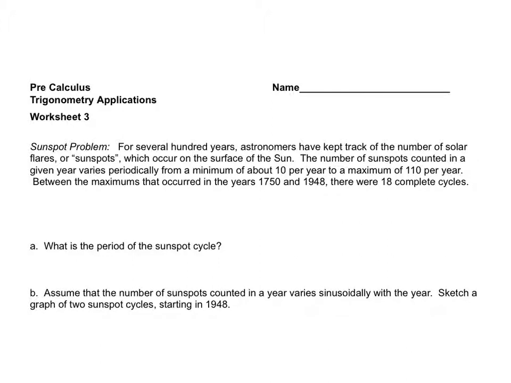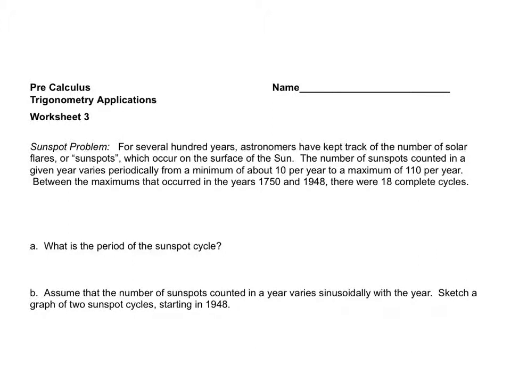I did give you hints on this one, and I also did give you the answer key on this one, but I'm going to just take you through the problem and show you how to do it from beginning to end as well. So it is off of worksheet 3 if you're wondering where I got it. So I'm going to start at the beginning and read it for you. It says, for several hundred years, astronomers have kept track of the number of solar flares or sunspots which occur on the surface of the sun.